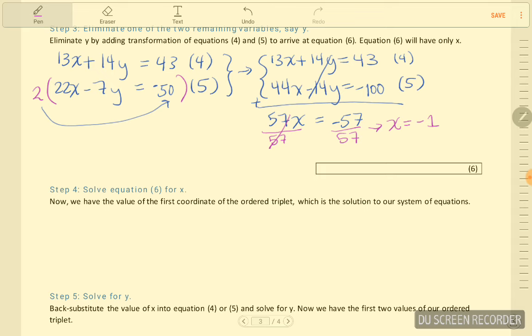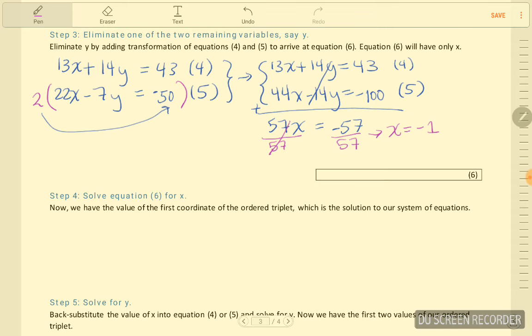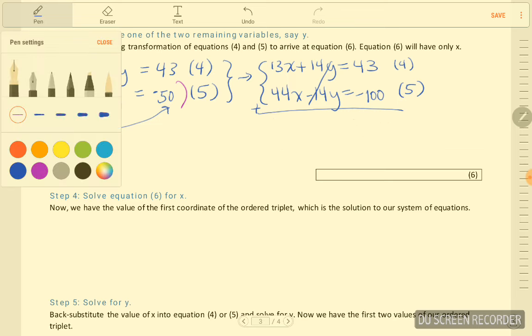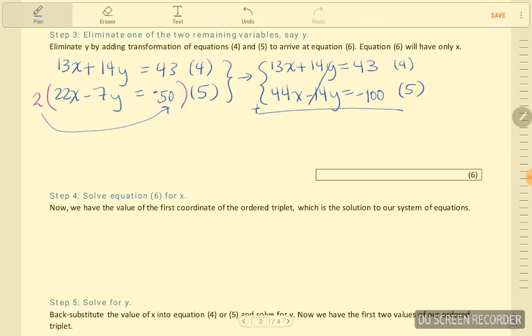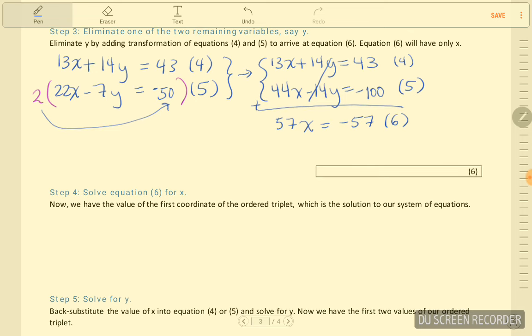Now that says eliminate y by adding transformation of equations 4 and 5 to arrive at equation 6. So technically, when I did this step and I got the 57x equals negative 57, that was actually my equation 6. So I'll write that here.